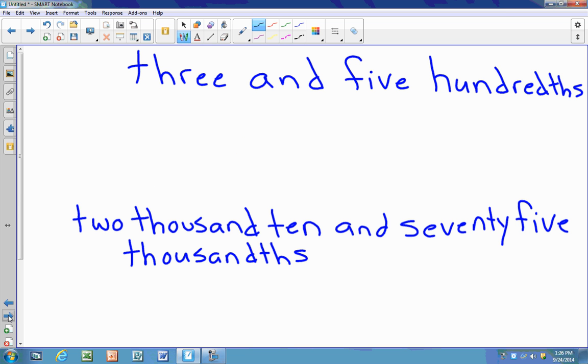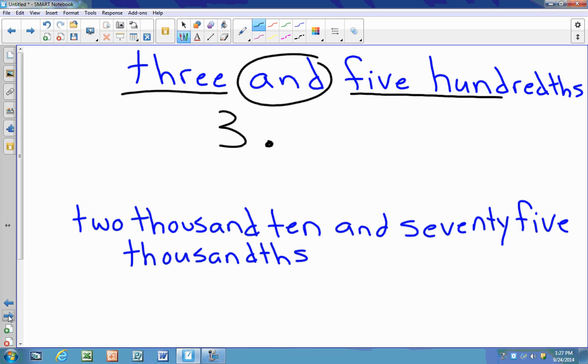This time, they've given me the word form, and I need to convert it to standard form. I do it very similar. So there's this word and, which I know is the decimal. So I'm going to put the decimal down. Everything to the left goes on the left side of the decimal, so I have the number 3. And everything to the right goes on the right side of the decimal, 5 hundredths.